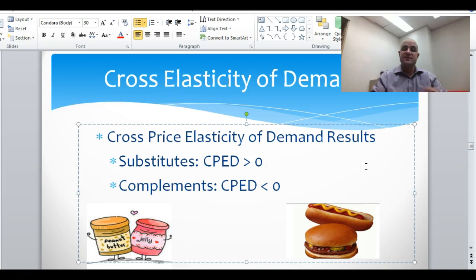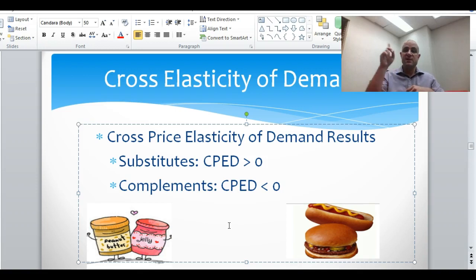The other side of that is if the cross price elasticity is negative, if it's less than 0. That is the case with complement goods. So let's say peanut butter and jelly. People buy peanut butter and jelly together. It could also be nice shirts and nice pants bought together. Paper and pens are bought together. Printers and ink cartridges are bought together. These are all complements.